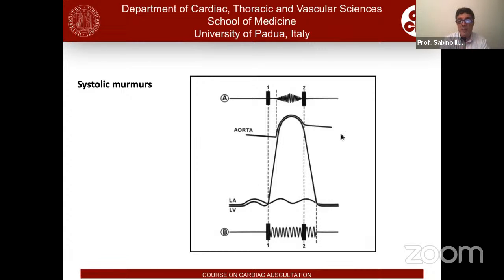The main differences of the two murmurs are represented by two key factors. The first, as we shall see, is the site of auscultation. For the aortic murmur is aortic area. For the regurgitant mitral murmur is the mitral regurgitant area. And then also the quality of the sound is different. Is relatively hard for the aortic stenosis, relatively soft for the mitral regurgitation.